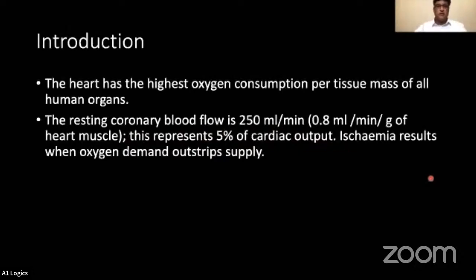I will not go into detail because of time constraints, but I will highlight the most important points. The heart has the highest oxygen consumption per tissue mass of all the human organs. At rest, coronary blood flow is about 250 ml per minute, that is 0.8 ml per minute per gram of heart muscle. This represents 5% of the cardiac output. So ischemia results basically because of the oxygen demand-supply mismatch.